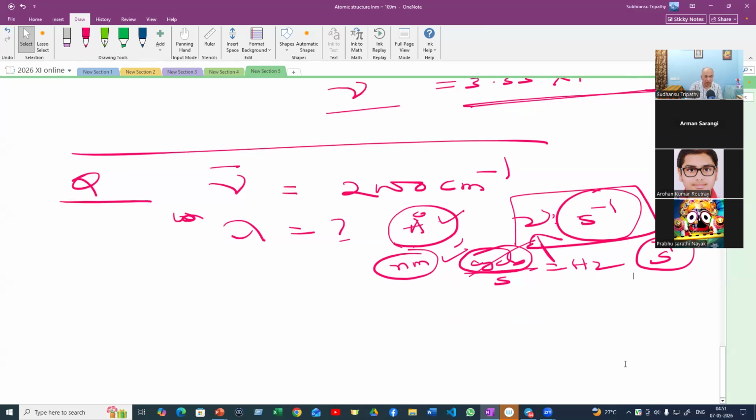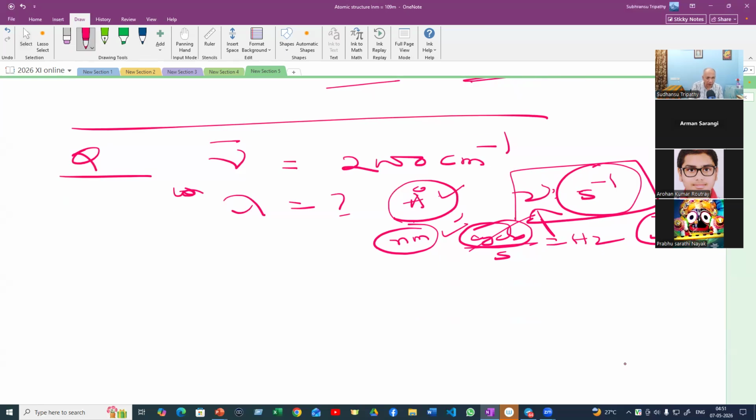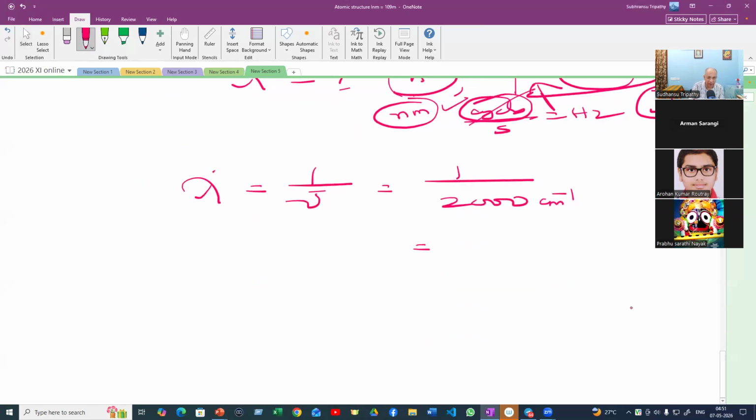Now, if it is nu bar, then you can find lambda. Lambda is equal to 1 by nu bar, because nu bar and lambda are reciprocals of each other. So it is 1 by 2000 centimeter inverse. Supposing I make it angstrom, because I have asked you for angstrom. So this is 1 by 2000 centimeter.